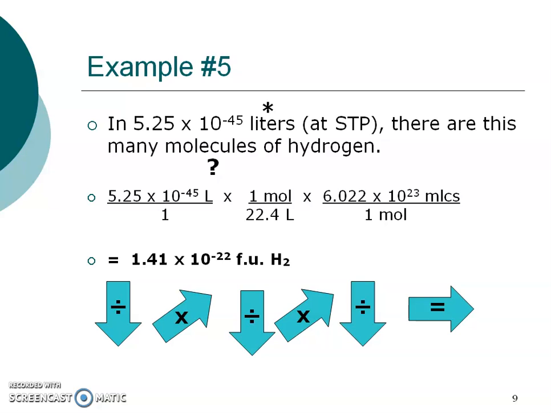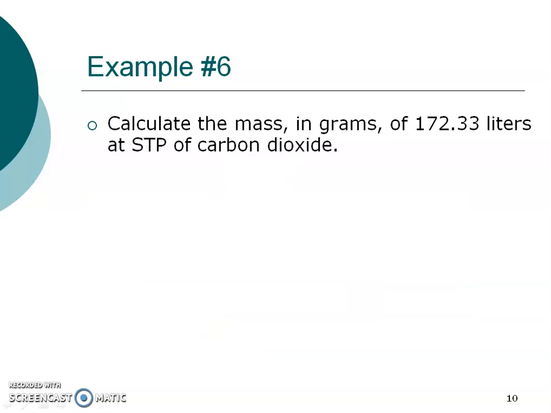All right, on to number 6. Calculate the mass in grams of 172.33 liters at STP of carbon dioxide. So I want mass. We're going to start at liters. So here we go. There's our starting point times our conversion line. Liters on the bottom, moles up top. That's the only conversion I know. So 1 goes with the mole and that magic 22.4 goes with liters. Again, that you've dealt with.